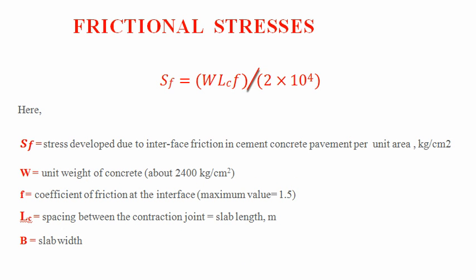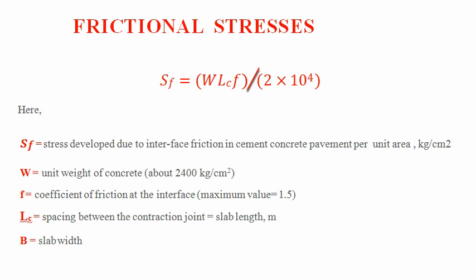Next is the frictional stresses. The frictional stresses can be calculated as SF equals W L_C into F upon 2 into 10 raised to power 4, where SF is the stress developed due to the interface friction in the cement concrete pavement per unit area in kg per centimeter square.